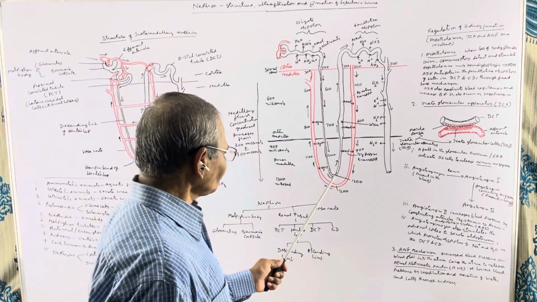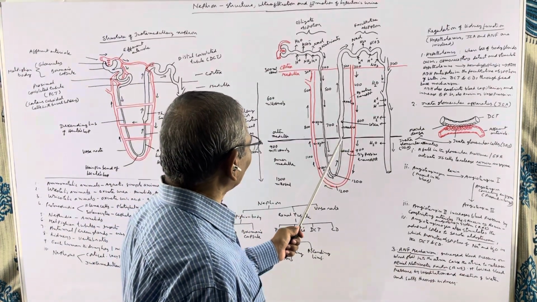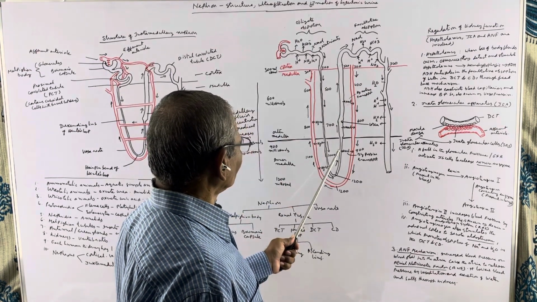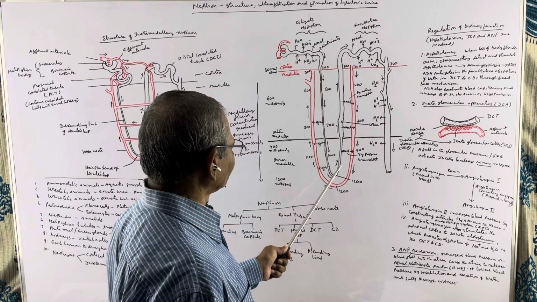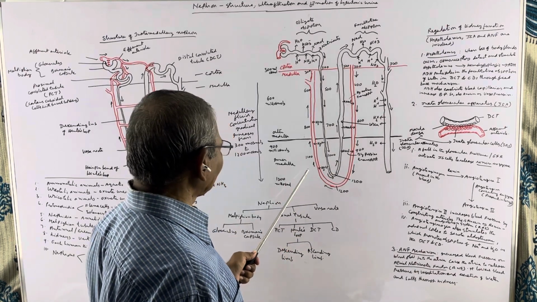Then, this is the ascending limb of Henle's loop. I have told you there are two parts, thin segment and thick segment. Thin segment lies in the inner medulla.